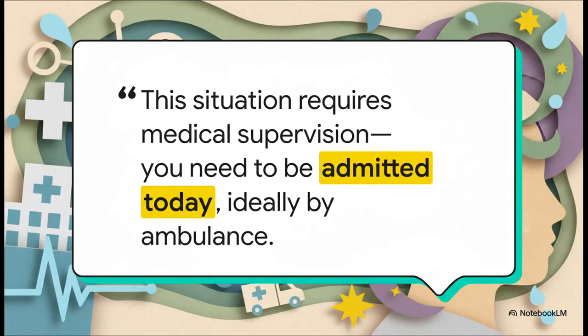So once you've explained the why, you have to be totally direct about the what. Use really clear, unambiguous language. Say things like, "You need to be admitted to the hospital, and we need to do this today." This is not the time to be vague. Clarity is safety, and mentioning an ambulance just drives home how serious and urgent this is.